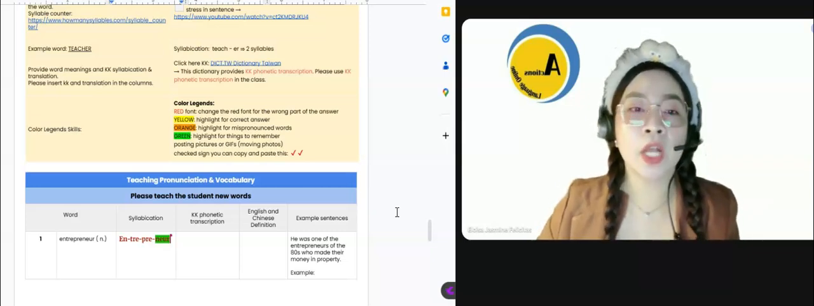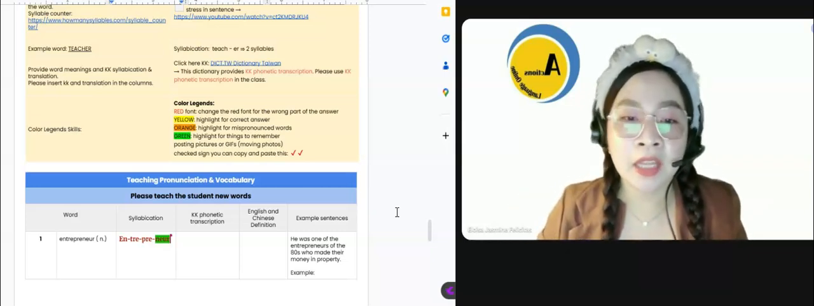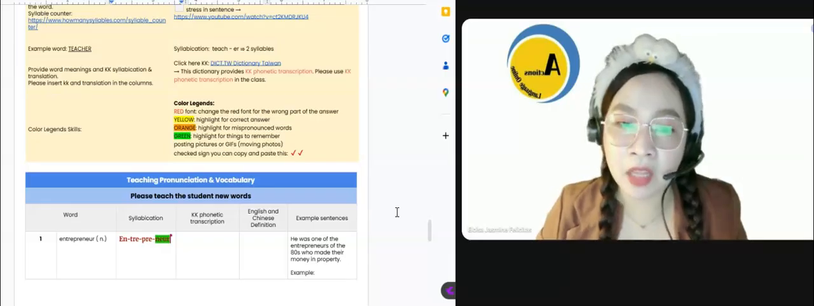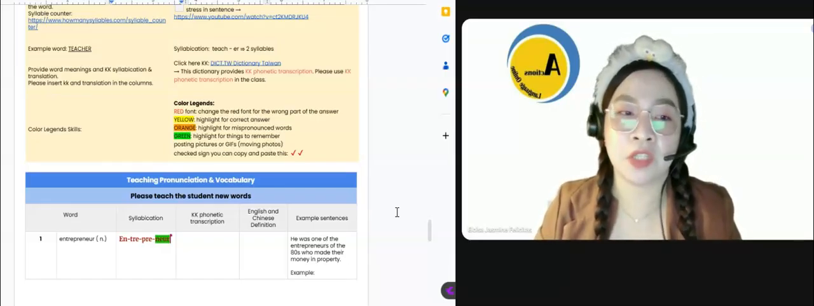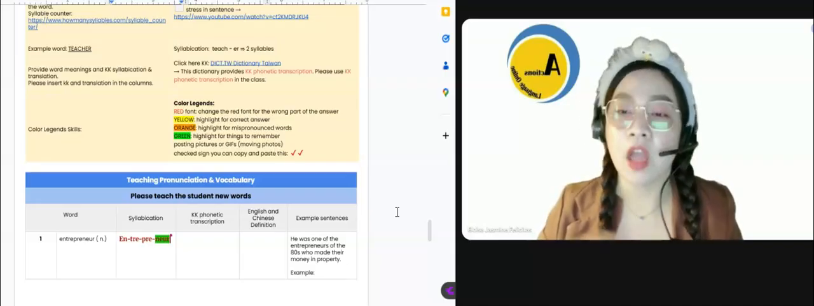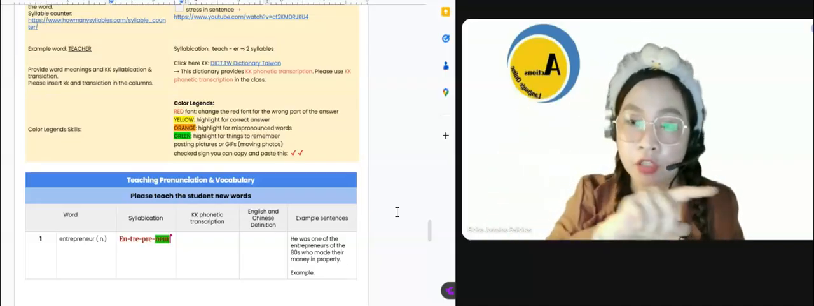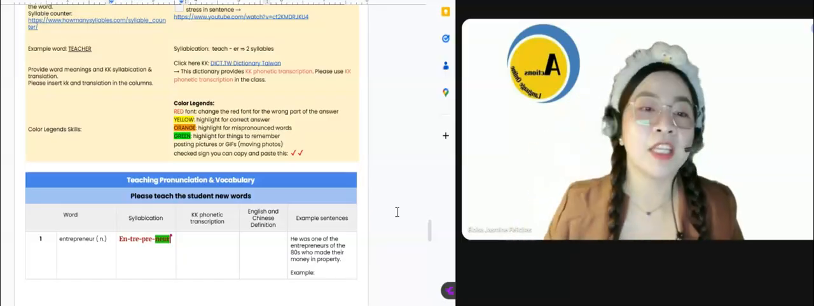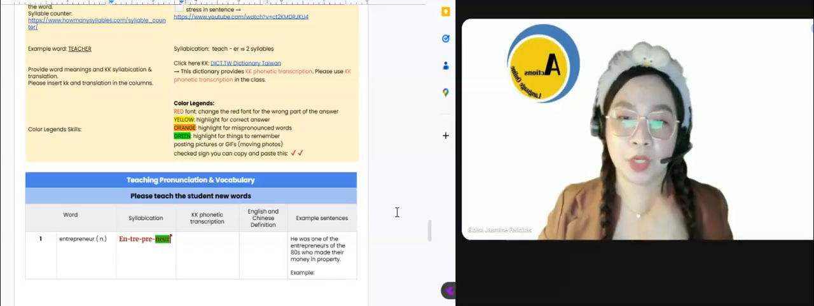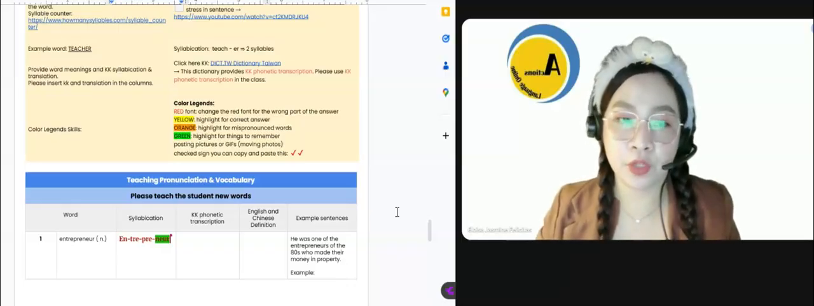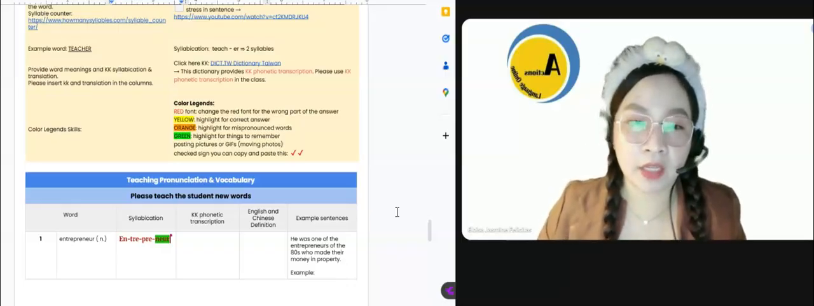As you can notice, I highlighted the last syllable in green, which means this is where the primary stress is. Entrepreneur. Please remember the proper pronunciation of the word entrepreneur. And to help you further, I'm going to write the KK transcription as well.